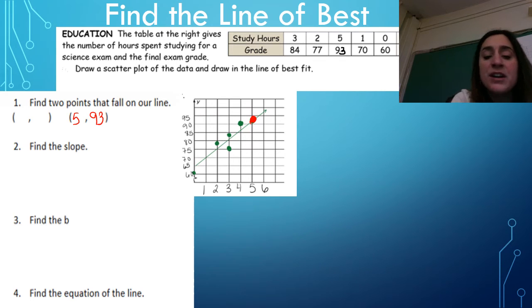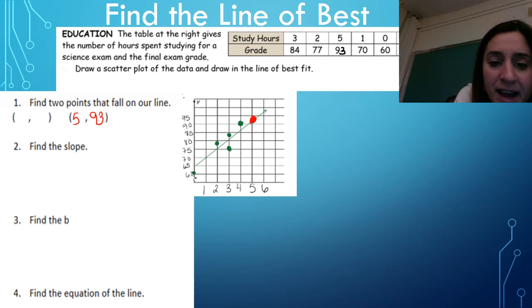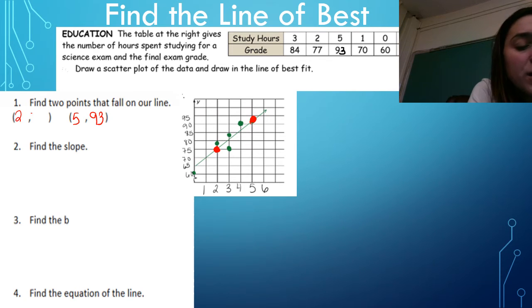So what I'm going to do is find a perfect point, one that perfectly falls on my line. As you can see, this point here perfectly falls on my line at the ordered pair (2, 75). So I'm also going to write that ordered pair down, (2, 75).